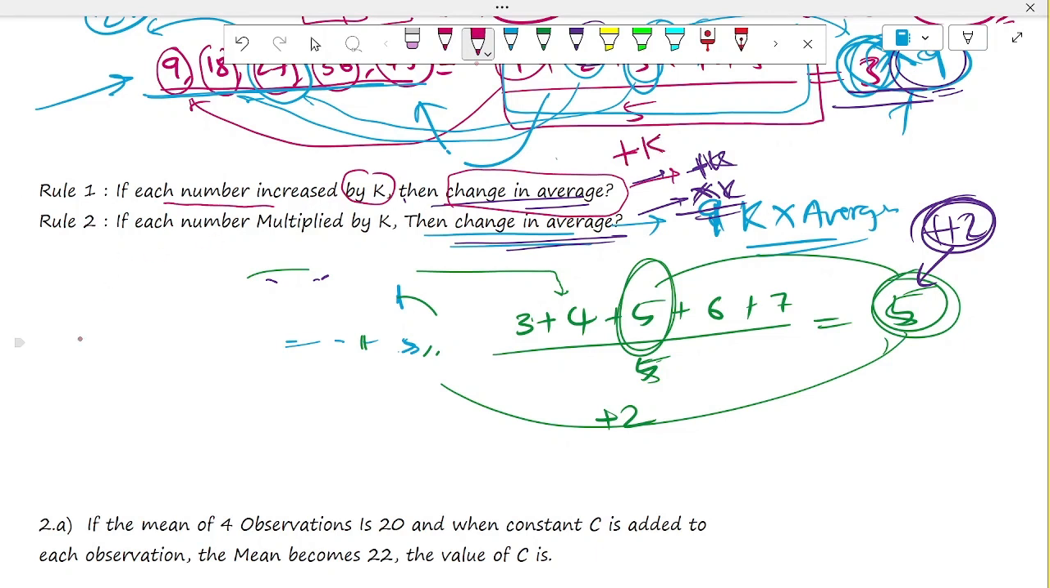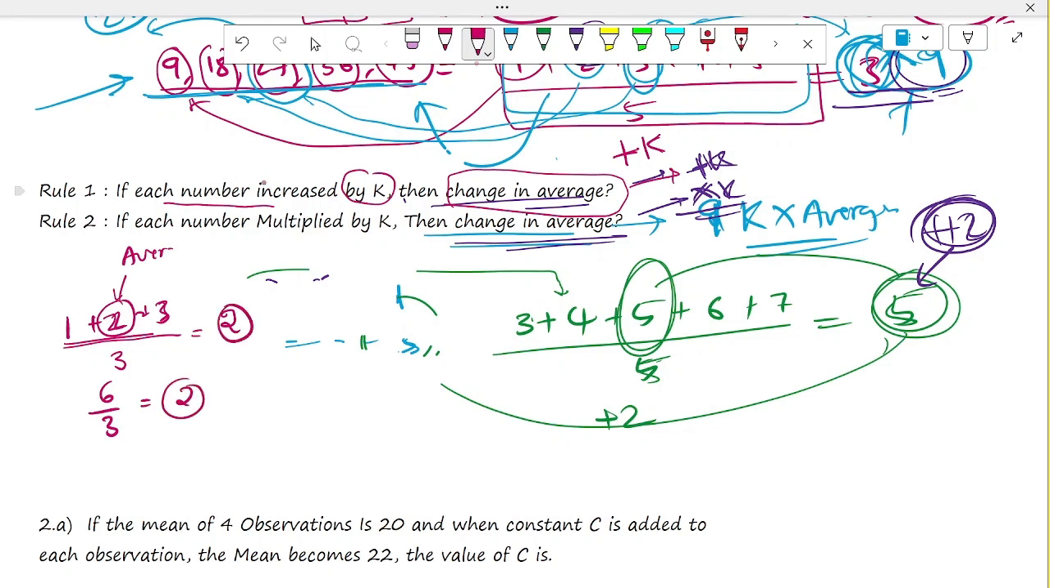If there are numbers like 1, 2, 3 divided by 3, what is the average of this? As I have taught yesterday, if it is consecutive numbers, then the middle one will be the average, right? So the answer is 2. If you want, you can solve this: 6 by 3 is equal to 2, right?